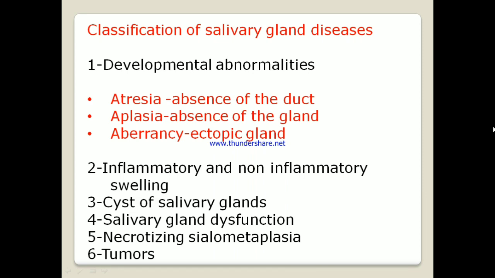Classification of salivary gland diseases. 1. Developmental abnormalities. Atresia, absence of the duct. Aplasia, absence of the gland. Aberrancy, ectopic gland. 2. Inflammatory and non-inflammatory swelling. 3. Cyst of salivary glands. 4. Salivary gland dysfunction. 5. Necrotizing sialometaplasia. 6. Tumors.